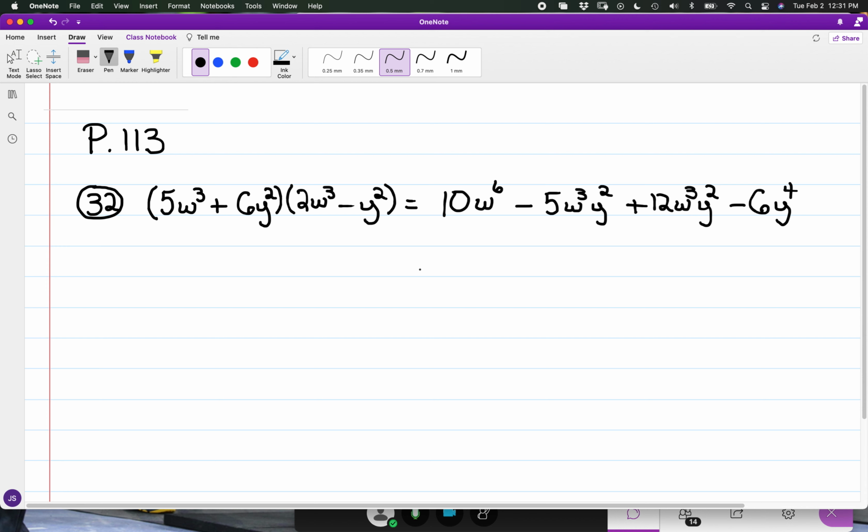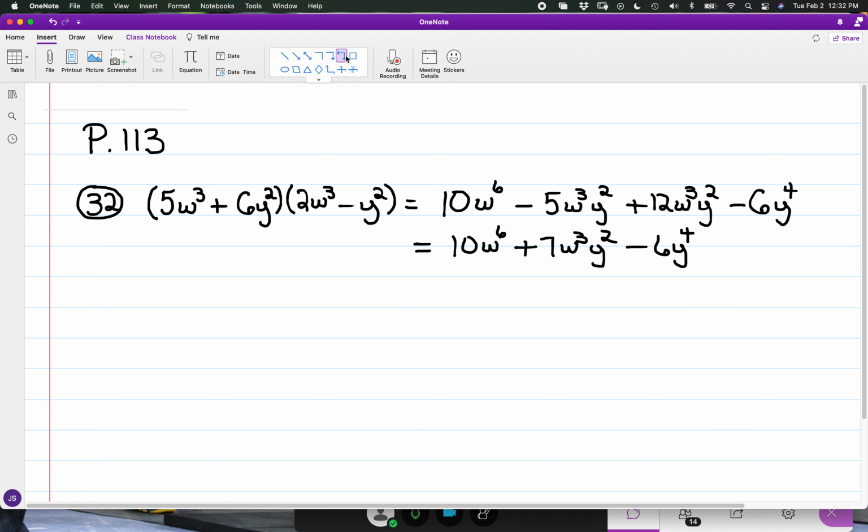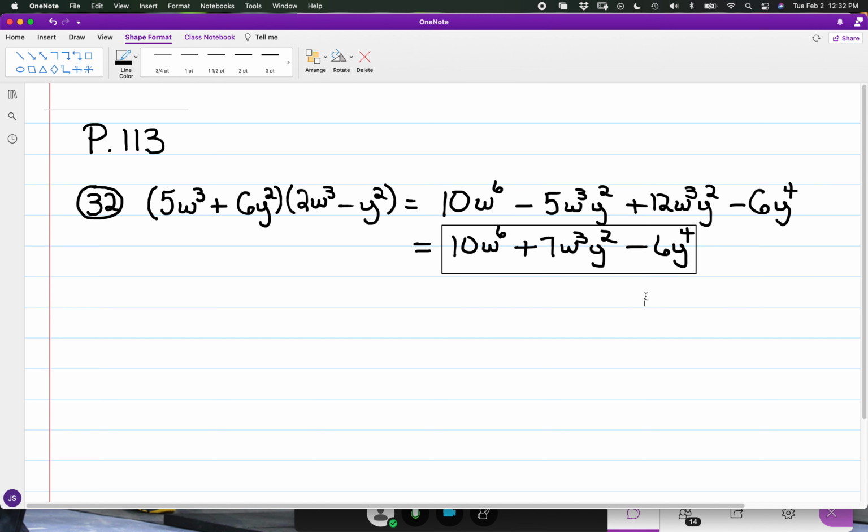And looking at what we have now, the first term we have 10 times W to the sixth, and that is its own term in W to the sixth. For the middle two terms, we can combine these together. We have negative 5 plus 12 W to the third, Y to the second. So this will come out to positive 7 W to the third, Y to the second. And once again, we have the last term at minus 6 times Y to the fourth. And so these three terms will make the output for multiplying these particular expressions.